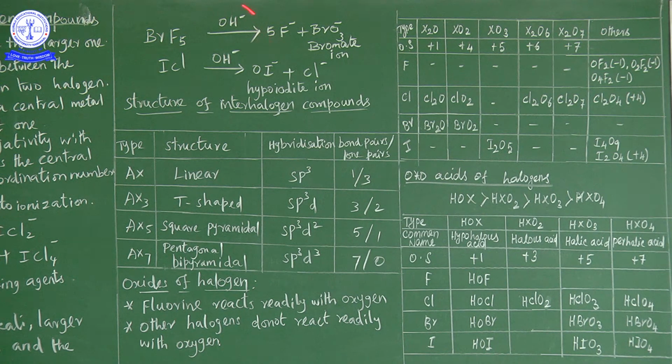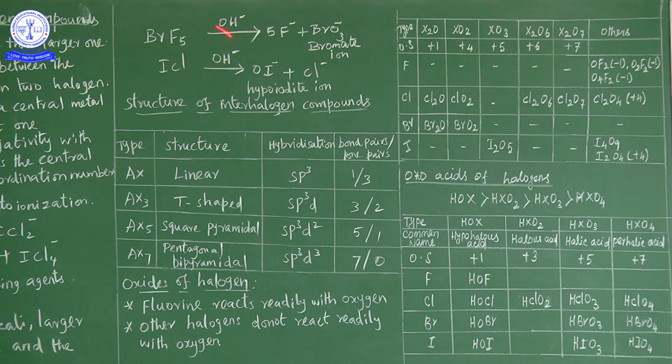For example, bromine pentafluoride reacts with alkali. Alkali is a basic compound, so the base produces OH minus. Bromine pentafluoride reacts with the base and gives the halide ion, fluoride. We said the smallest forms the halide, so here the halogen is fluorine, which forms fluoride. And then the bromate ion, one of the oxyhalogens, is formed.